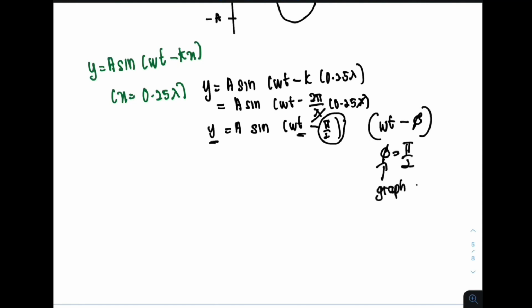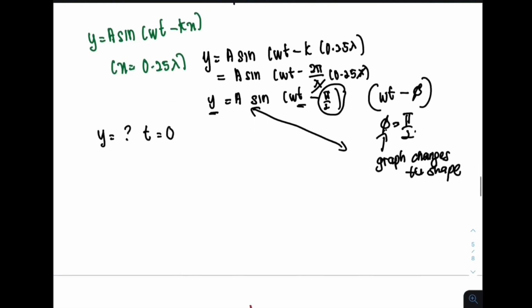Which indicates that the graph changes the shape. Okay, maksudnya graf kita sekarang tidak akan mempunyai bentuk sine, dia punya shape dah berubah. Okay, and bila kita ada nilai phi, kita kena cari where does your graph start when your t is equals to 0. Okay, so where is the position of y when your t is equals to 0? Okay, sebelum kita sketch, kita nak tentukan dulu.